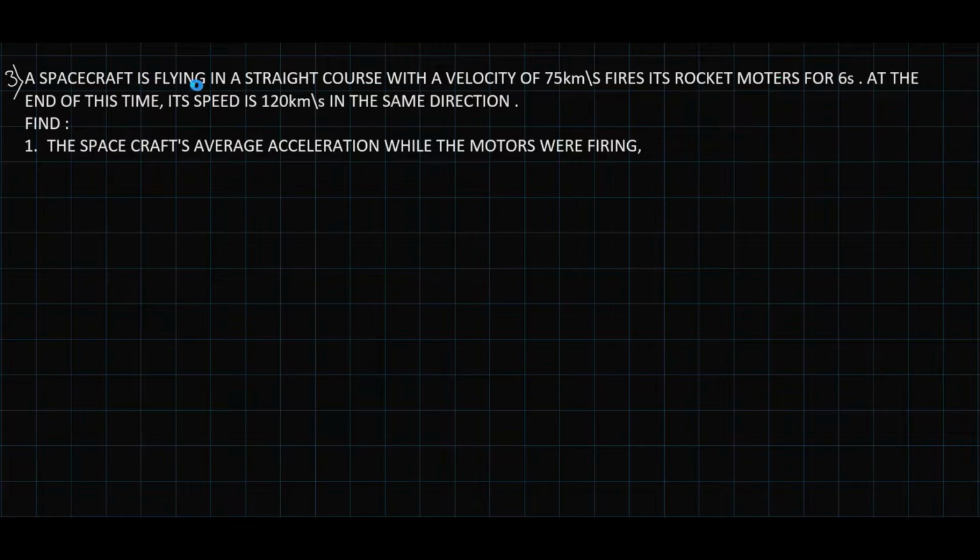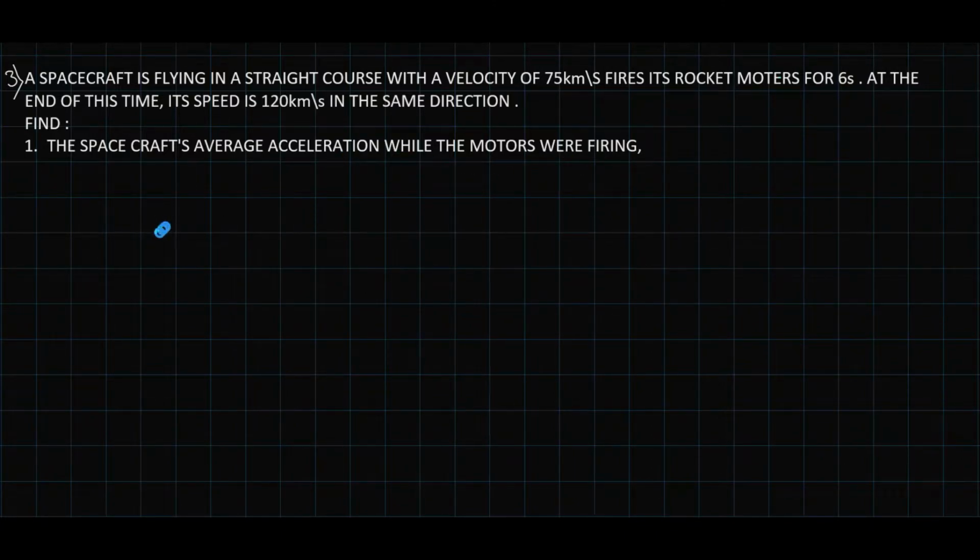A spacecraft is flying in a straight course with a velocity of 75 kilometers per second, fires its rocket motors for 6 seconds. At the end of this time, its speed is 120 kilometers per second in the same direction. There are two parts to this question. The first part wants us to find the spacecraft's average acceleration while the motors were firing.